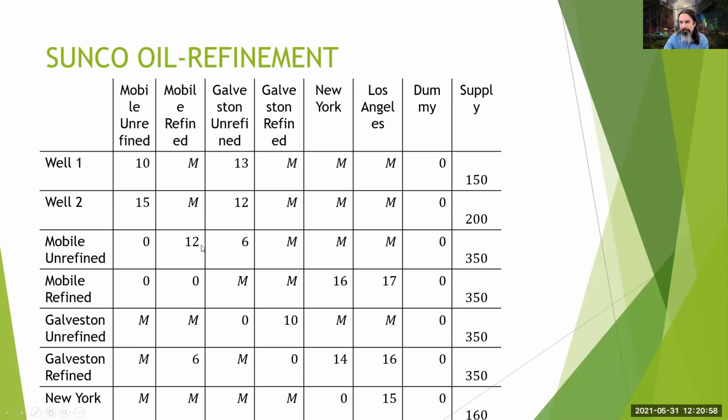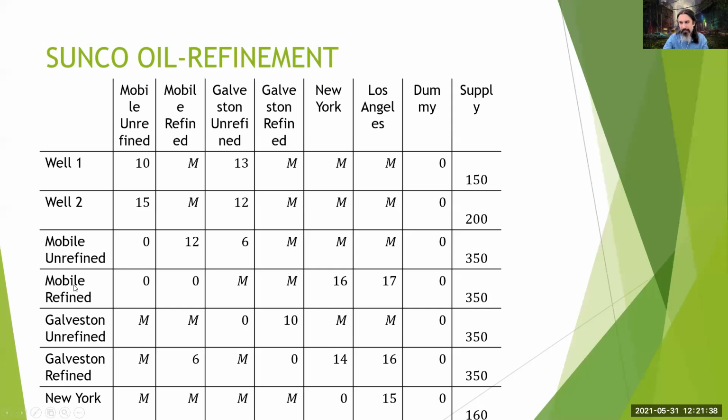As you can see over here, it's 12 for Mobile. Let's see, it's 10 for Galveston. The operation itself is costly over here. So from Mobile unrefined, I can do the operation here and refine the oil and turn it into gas, or I can just send it to Galveston to be refined. So Mobile can act as a transshipment point and take all the oil to Galveston, or Mobile can act as a refinery as well. Both can happen. And from unrefined, I cannot send to New York or Los Angeles. New York and Los Angeles only accept refined oil, the gas version.